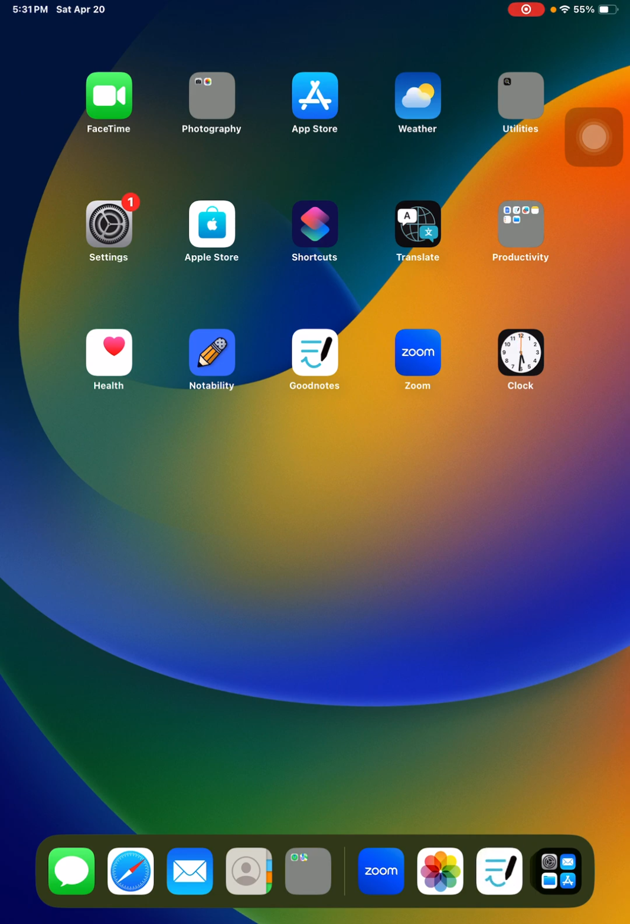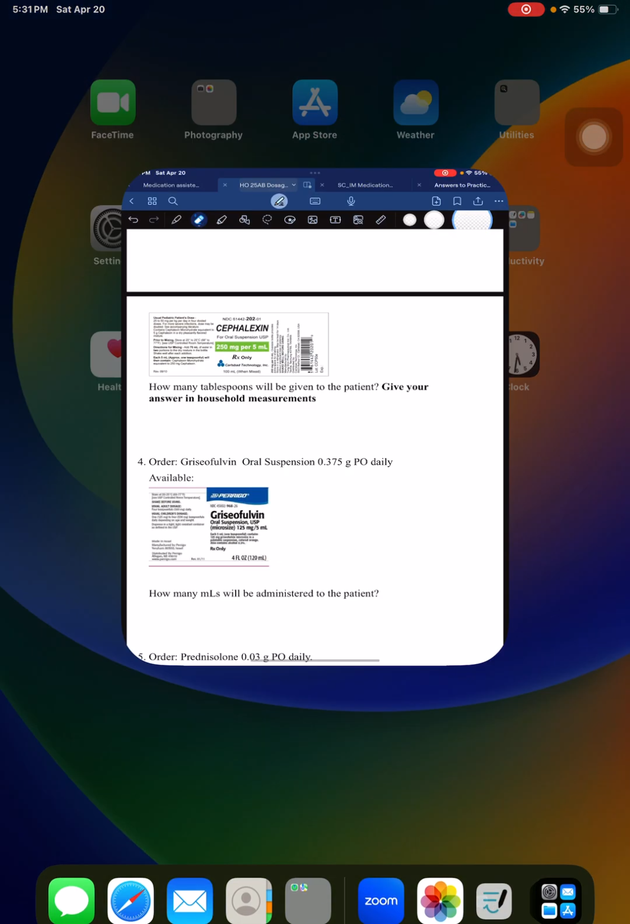Once you get into the nursing program, you are required to do 4 types of calculations: oral, injection, insulin, and reconstitution of powder, which means if they give you powder, you need to know how much liquid to mix in order to get the medication correct. Today, I will just focus on showing you how to do the oral medication.